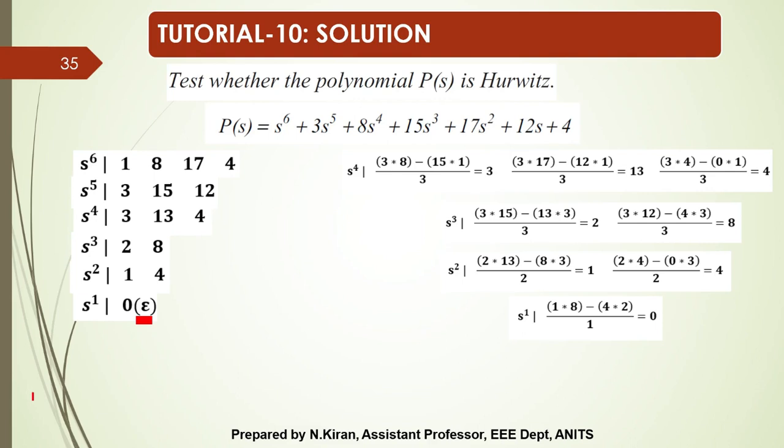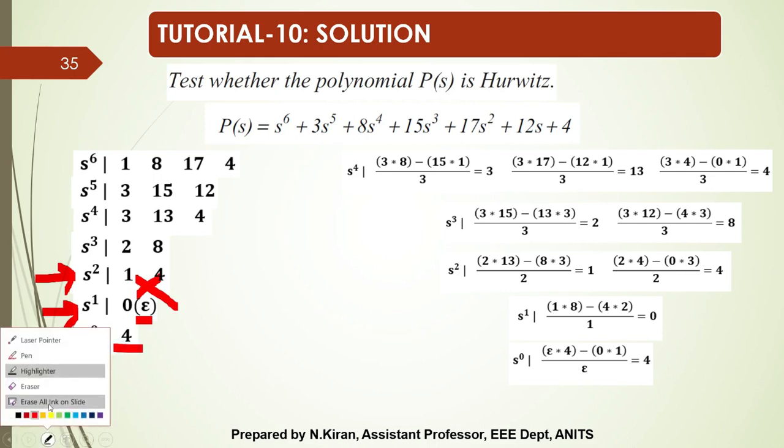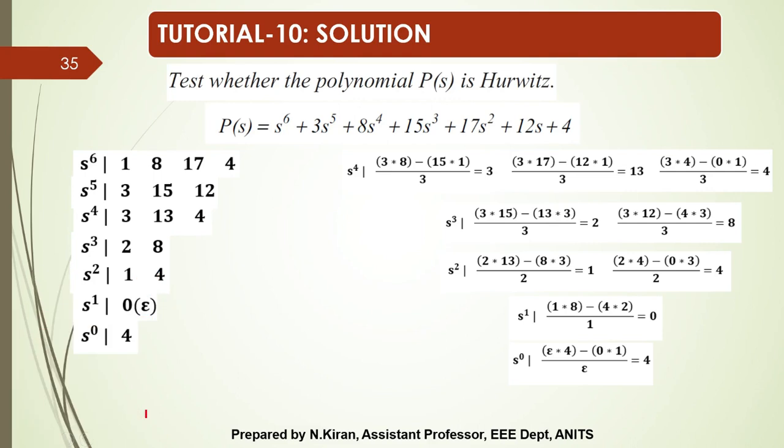In the last row, S power 0, I will consider S square and also S, and find the row corresponding to S power 0. So if I find S power 0, it is epsilon into 4 minus 0 into 1 divided by epsilon, which will give me 4. So this is the Routh table that we have obtained for this polynomial.